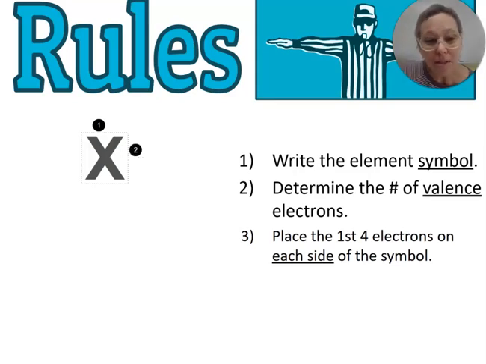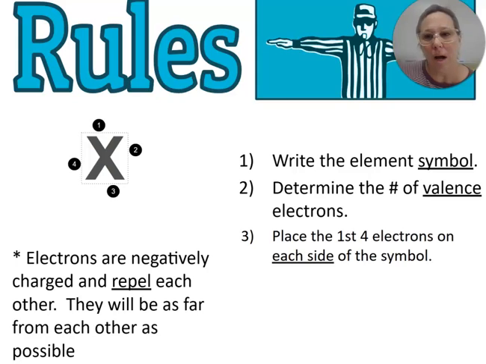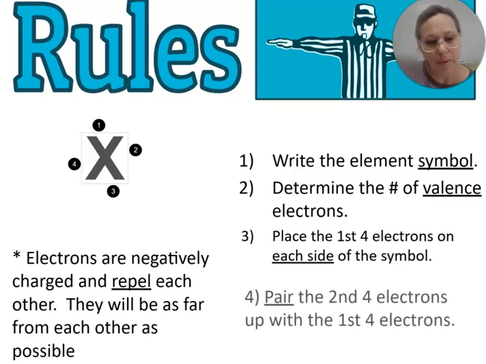Because electrons repel, the first 4 dots are going to repel each other and be on opposite sides of the box. If you have more than 4 valence electrons, then they will be forced to pair up. So the 5th one pairs up, the 6th one, the 7th one, and then if you have 8 valence electrons, if you're in the last column, all of them are paired up. That's how you do it.